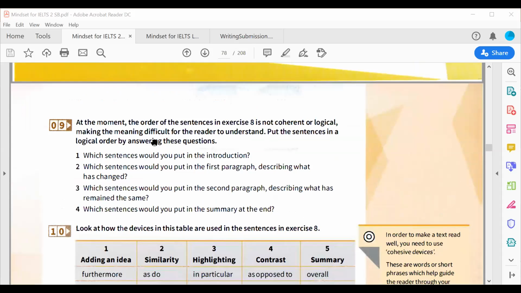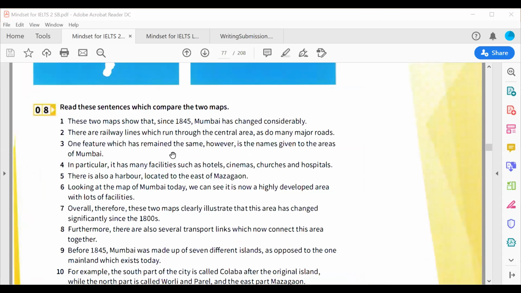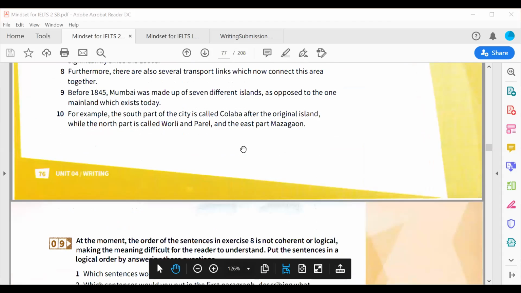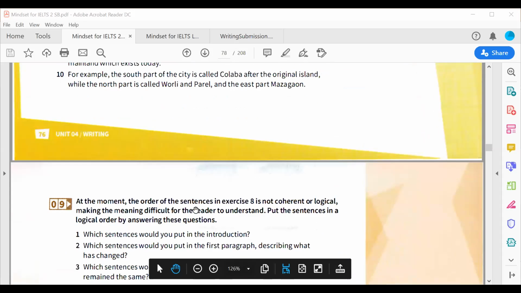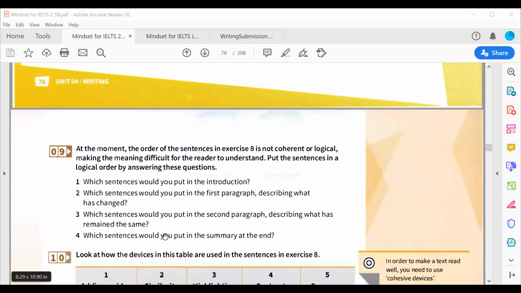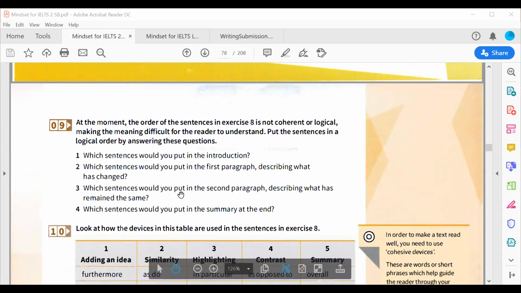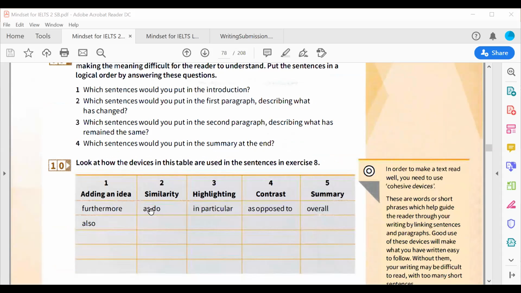And the 9th one says, at the moment, the order of the sentences in exercise 8 is not coherent or logical, making the meaning difficult for the reader to understand. Put the sentences in a logical order by answering these questions. This one explains 2 maps, but they are not in order, and the coherence and cohesion is not really good in this one. So just keep answering these questions and it will help you make the introduction and all the writing, and make it look more logical.